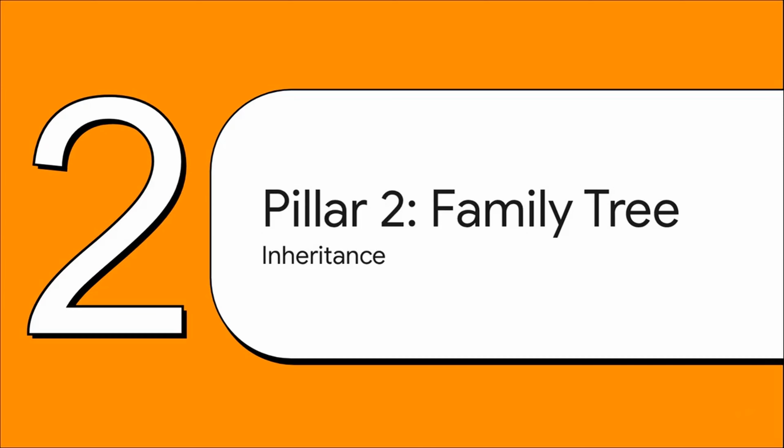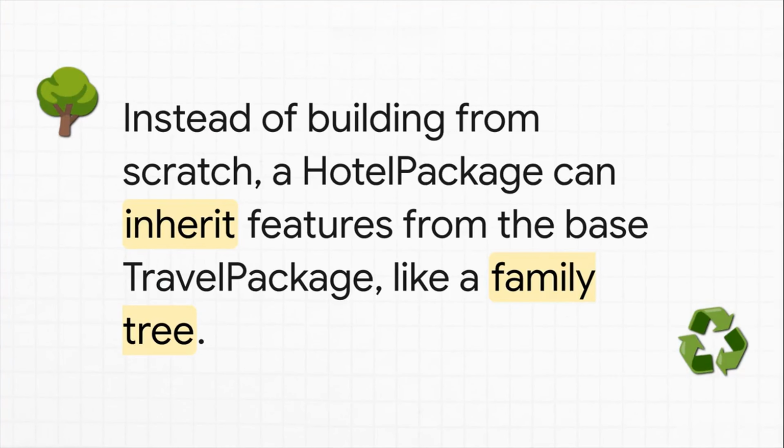Okay, so our package is secure, that's great, but our app needs different types of packages, right? What if we want to create a specific hotel package? We definitely don't want to write all that code from scratch again, so how can we reuse our original design? This brings us right to pillar number 2. Instead of starting over, we can just have our new hotel package inherit all the basic features from the travel package. It works just like a family tree.